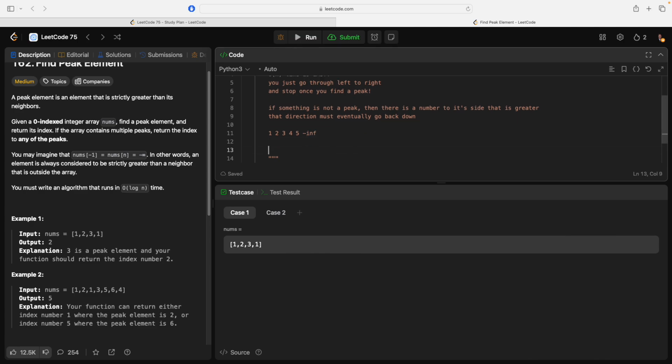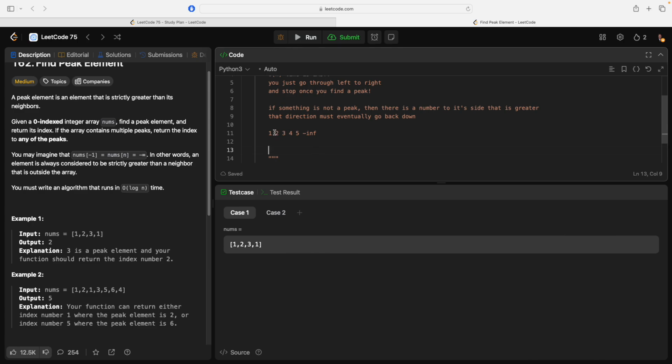So since we need O(log n), going one at a time would be n over 2, which is n. What we could do instead is go for the middle, and then go in whatever direction has the higher number. Over here there's no peak, there's no peak over here, but there could be a peak this way. It could be 4, but it could also be the one beyond that.